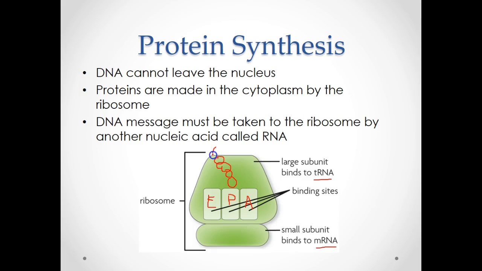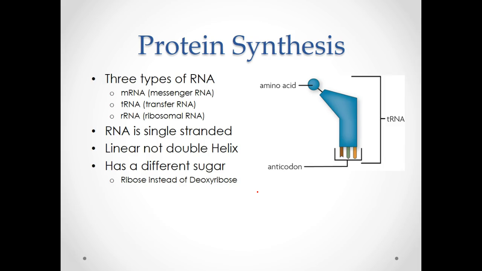Okay, and so if this is our growing polypeptide chain, the growing polypeptide chain would be linked to the P site. E would be obviously like exit, and A is basically kind of like the activation site. We'll talk about that in a little bit.